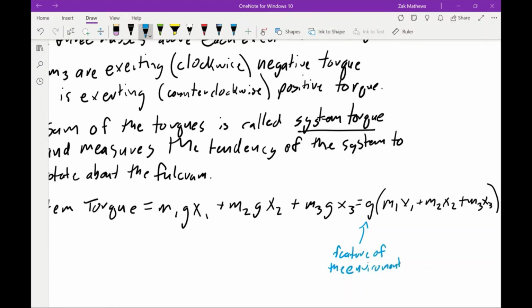That part of the equation, the g, is given to us by whatever system we're in. If we're on Earth, it's 9.8. If we're on the moon, it'd be a different number. Wherever the environment of the system is, that is that g. The part that we can influence is the part in the parentheses, the part I've just underlined in green.